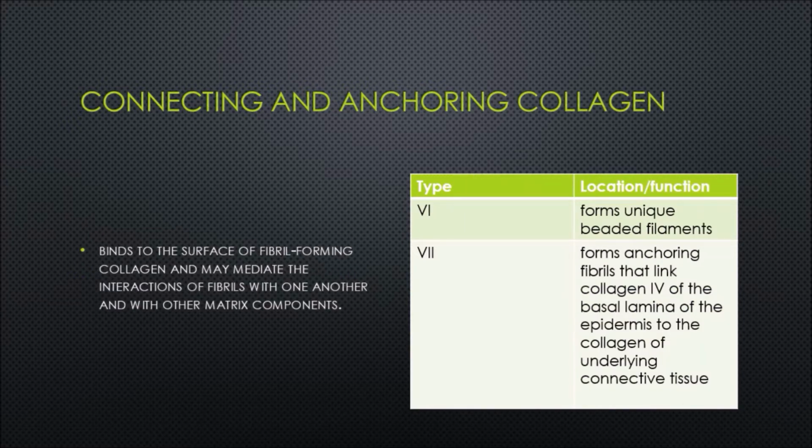Next are the connecting and anchoring collagens. Connecting and anchoring collagen binds to the surface of the fibril-forming collagen and may mediate the interactions of fibrils with one another and with other matrix components. Included in these are types 6 and 7. Type 6 forms unique beaded filaments, and type 7 forms anchoring fibrils that link collagen type 4 of the basal lamina of the epidermis to the collagen of the underlying connective tissue.